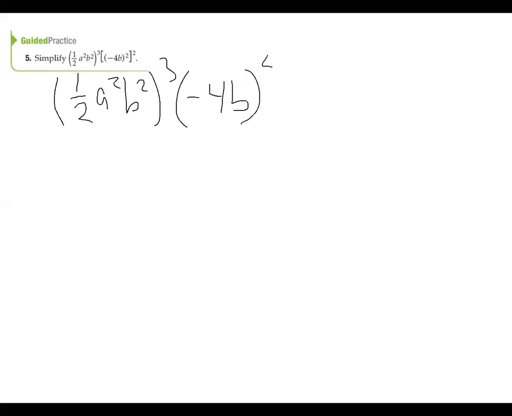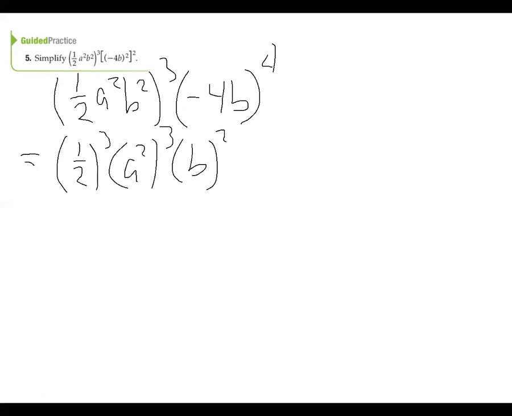Okay, we're back. So first thing I want to do is get rid of the power to a power here. So I'm going to copy this whole thing and get (1/2 a squared b squared cubed) times (negative 4b) to the fourth. Notice now these are products to powers. So I'm going to have 1/2 cubed, a squared cubed, b squared cubed, negative 4 to the fourth, and b to the fourth.